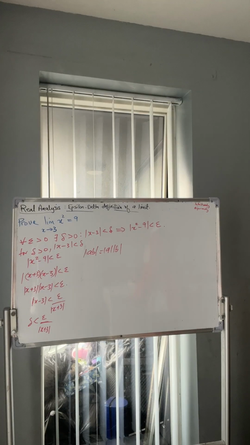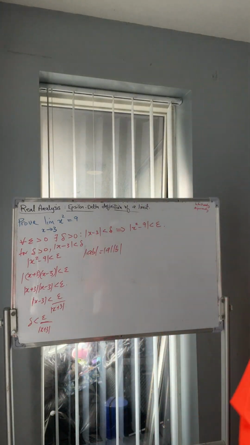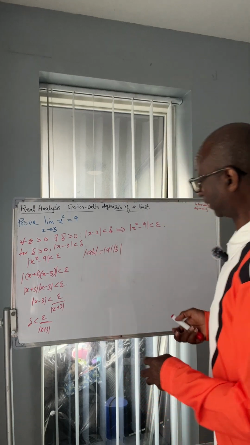Delta is less than epsilon over x plus 3. Correct? So what do we do next? What do we do next? We need to find something for x plus 3. This is slightly different. I want to move fast so that I don't make this video too long. It's slightly different from the previous ones.